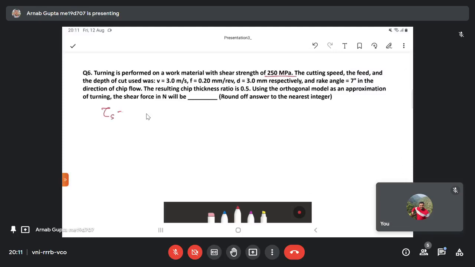In the previous problem, you were asked the shear strength of a material. You are given an unknown material, but you know the cutting forces, which you might have measured using some dynamometer. Then for that unknown material, you are trying to evaluate the shear strength of the material. That is one type of problem.